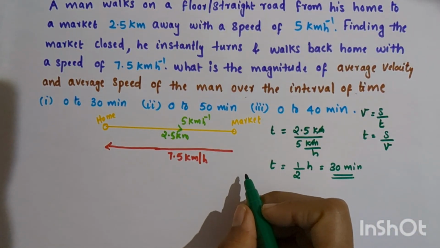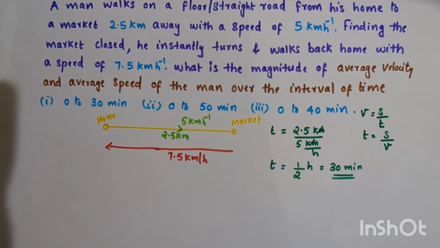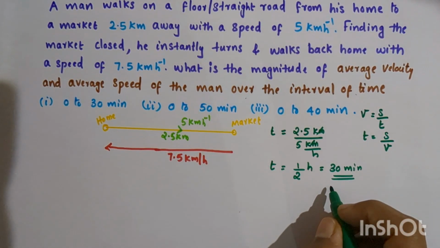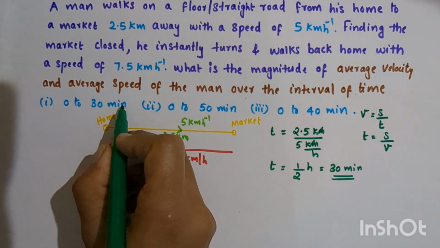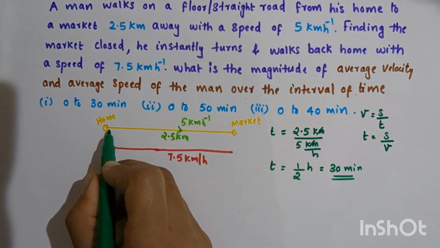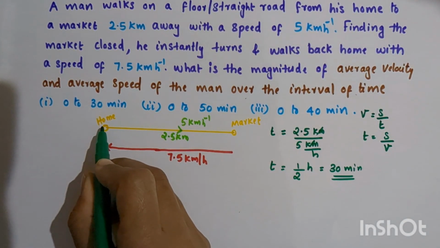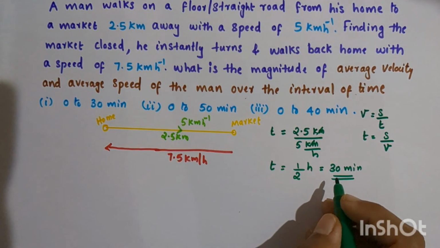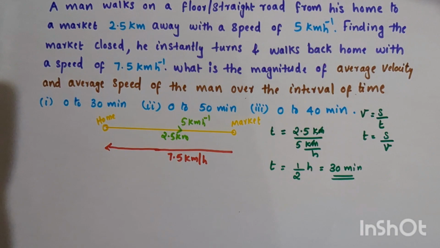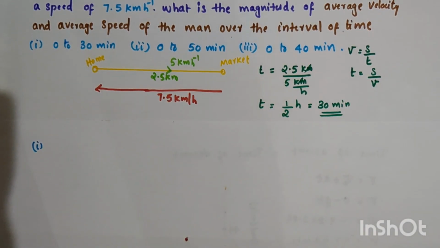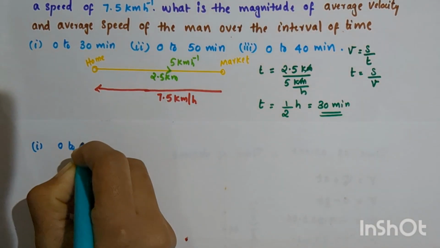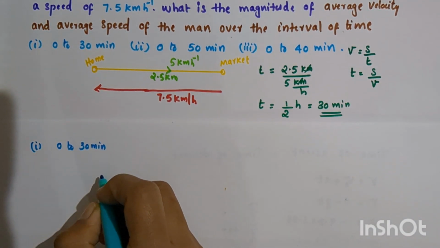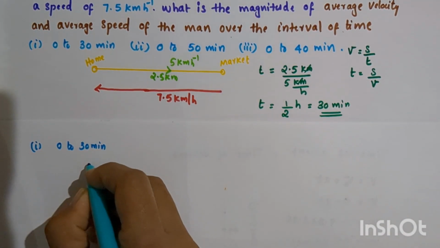So the time taken by the man to reach the market from his home is equal to 30 minutes. So during 0 to 30 minutes, the man is walking from his home to the market, and he reaches the market at t equals 30 minutes. During this time, 0 to 30 minutes, let us first find out the magnitude of average velocity.